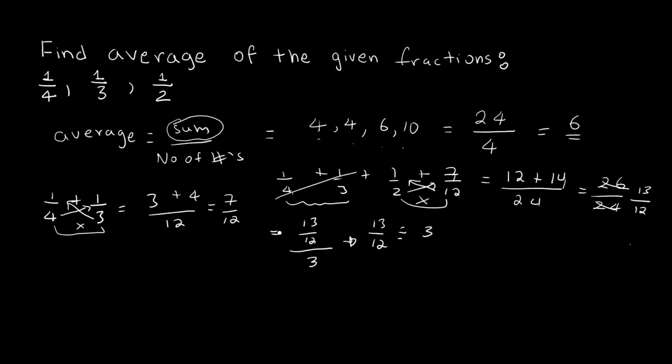And now, whenever we divide fractions, we need to do the opposite of division, which is multiplication, and we need to take the reciprocal of this number here. So that will be 13 over 12 times 1 over 3. Now we can multiply. 13 times 1 will be 13, and 12 times 3 will be 36. So this is how we solve this SAT problem.